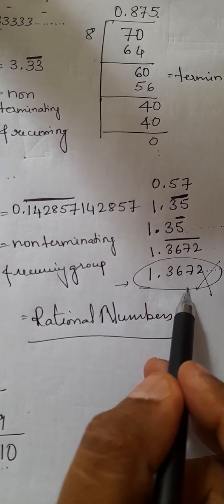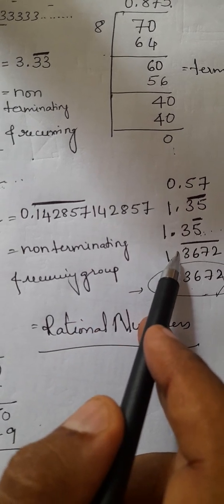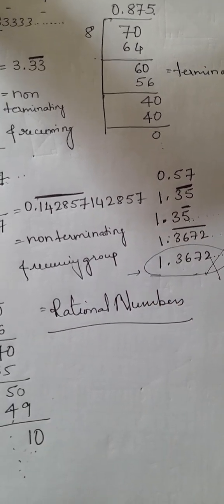This does not qualify to be a rational number, while all the others qualify to be rational numbers. I hope that's clear to you. When a number is given to you, if it's terminating, or if it's non-terminating but recurring, with the same digits recurring or a group of digits recurring, it qualifies to be a rational number, right? That means that number can be represented in the form P by Q, where P and Q are integers and Q is not equal to 0.